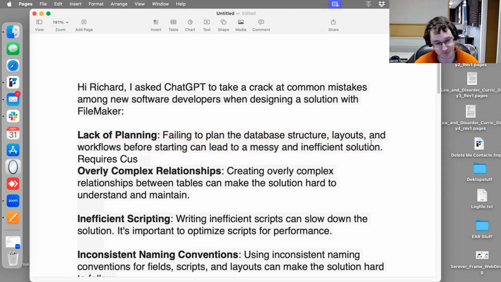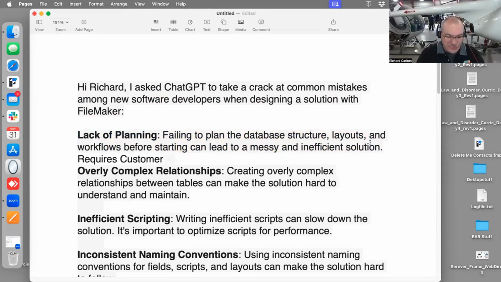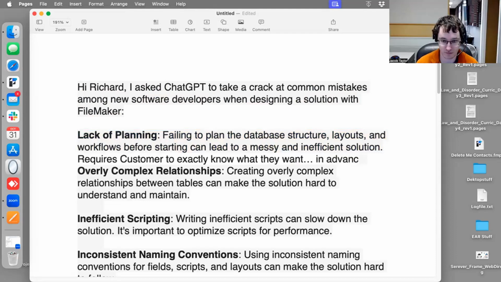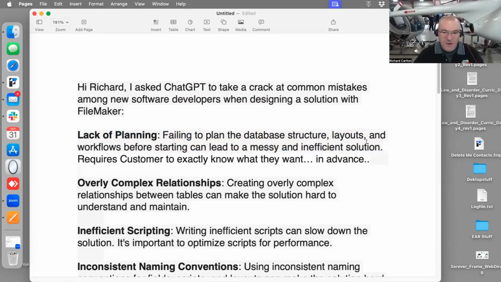So I'm writing down that waterfall requires customers to exactly know what they want in advance, and this is almost never the case. Okay, so I'm just going to put that note in there.